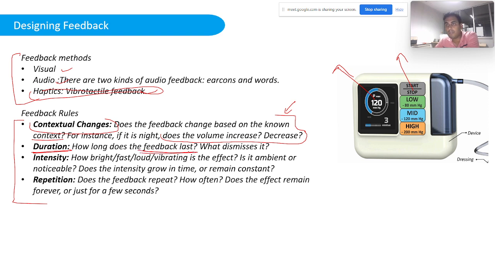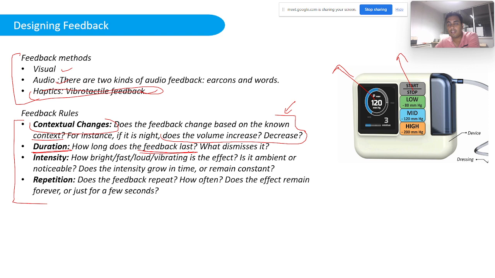Okay, so that will depend upon your requirement. If it's an emergency signal, feedback probably needs to be provided for a longer duration. It will be continuous, probably a beep sound, because you want people to address that particular condition as soon as possible. That's why you do not want to stop giving that feedback.